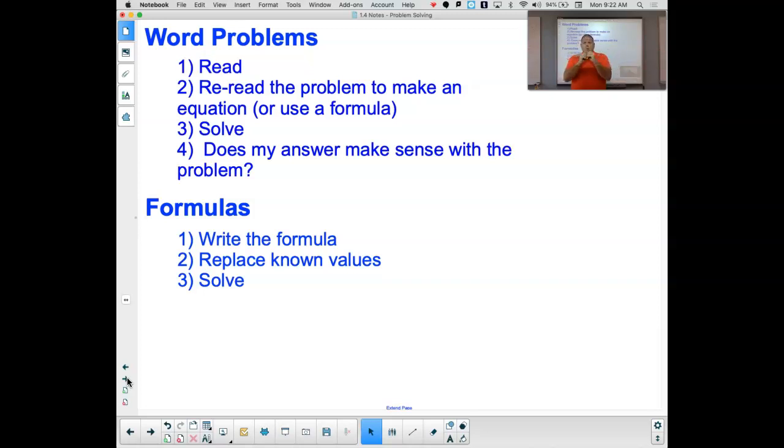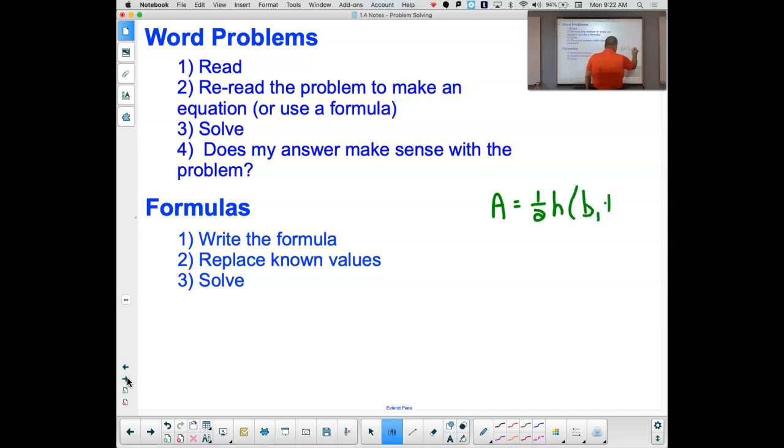When you're using a formula, I find it easiest to write the formula down first, unfilled in. So basically write what the formula is. So if it's a crazy formula, let's say the area of a trapezoid. Area equals 1/2 height times the sum of the two bases. So actually write the formula down. A equals 1/2 height times base plus base. Actually writing it down just like that without anything else in there.